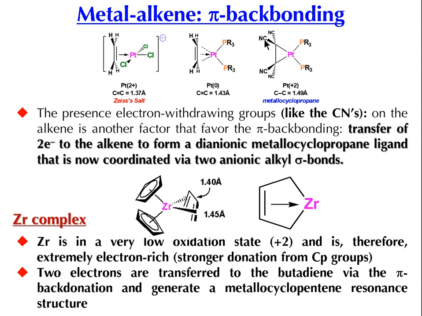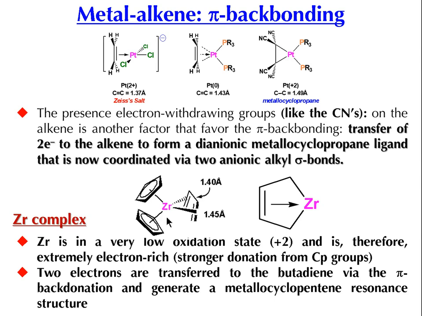The presence of CN ligands on the alkene will pull the electron density of the alkene, so it can receive by pi back donation from the platinum. So the presence of electron withdrawing groups like CN on the alkene is another factor that will favor the pi back bonding. And when we say pi back bonding, we are talking about the X2 type. So we have transfer of two electrons to the alkene to form a dianionic metallocyclopropane ligand that is now coordinated via two anionic alkyl sigma bonds in the X2 model.